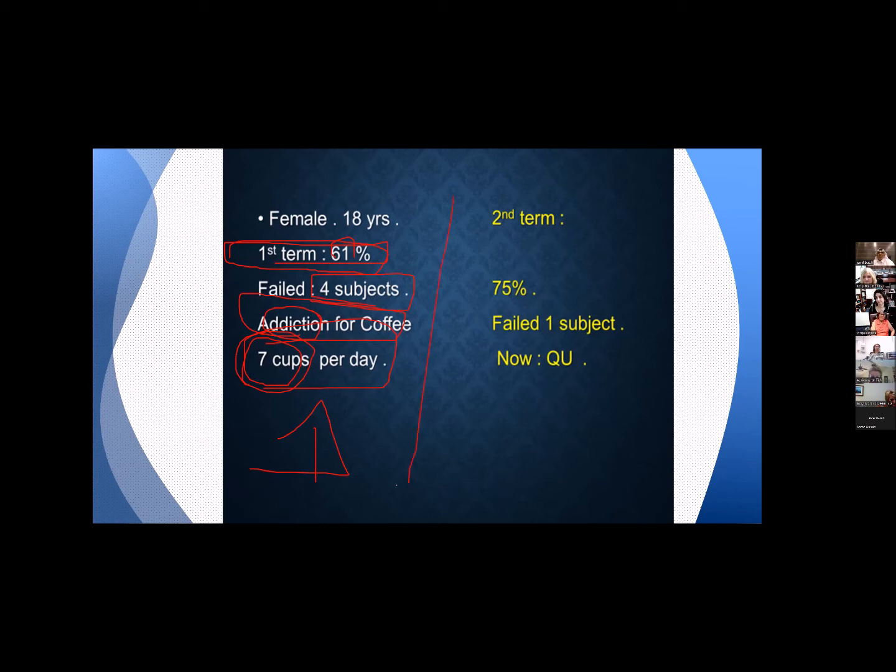Now, I trained her for maybe around 15 sessions before COVID. Then after maybe 6 months, her mother called me. The result of the second term was she scored 75 and failed 1 subject. And there is a system in Qatar where they can do a makeup exam. I trained her before the second session exam and she passed. Now she's studying at Qatar University.